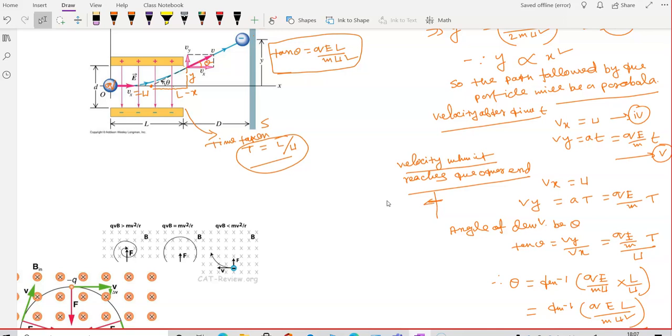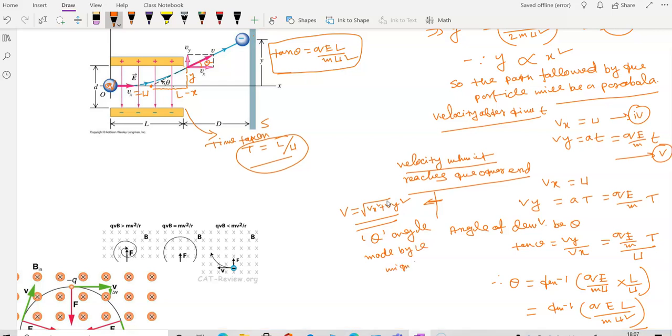This is shown here, this V. Final velocity magnitude is root over Vx square plus Vy square, and it makes an angle theta with the horizontal. This theta is the angle made by V with the horizontal.